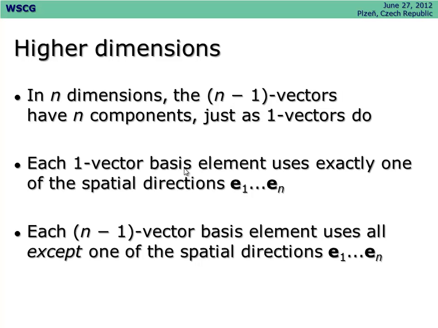They have the same number of components as the one vectors do, because for one vectors, each basis element uses one of the E's, E1, E2, or E3, etc. And the N minus one vectors leave one of those basis vectors out. So there's N ways to leave one of those out, just like there's N ways to choose one of those.